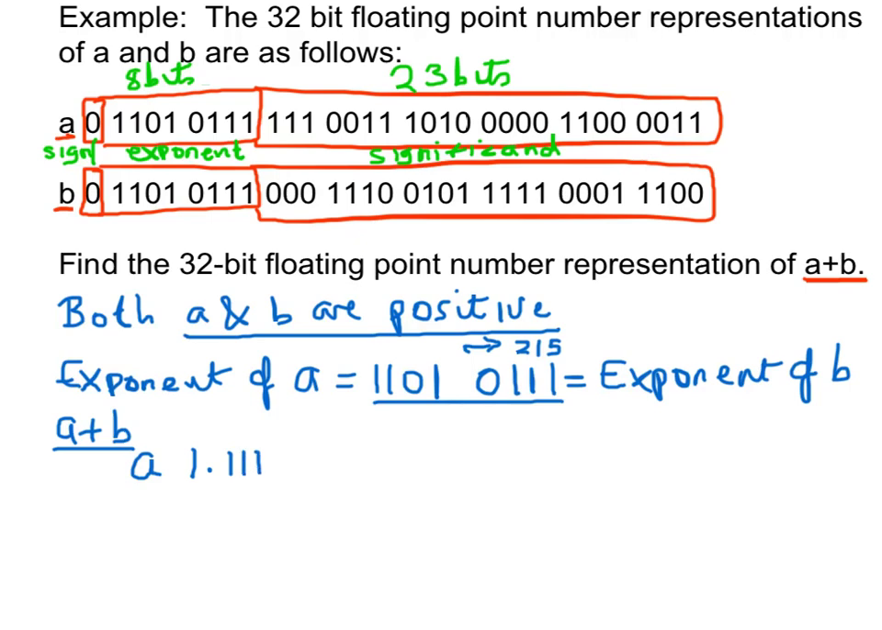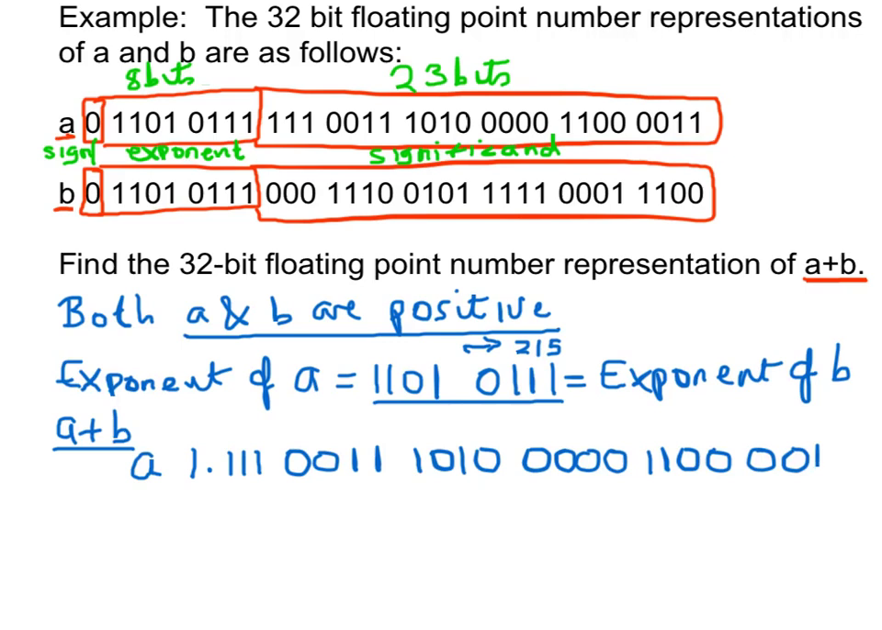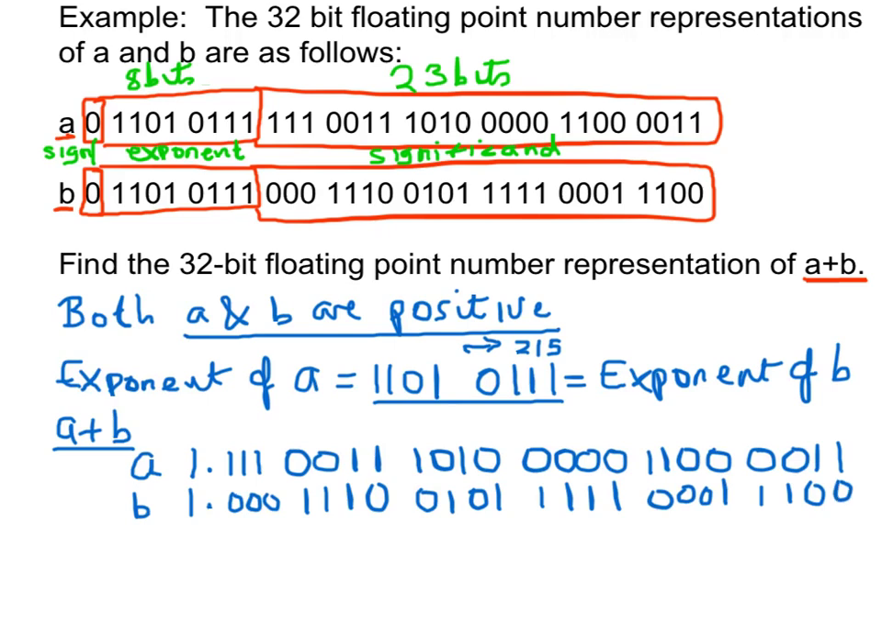So it's 111, 0011, 1010, 4 zeros, 1100, and lastly 0011. And likewise for B, there's a leading 1 understood, and when we write down 000, 1110, 0101, 4 ones, 0001, and lastly 1100. Now remember that both of these numbers are multiplied by 2 to the power of 215.